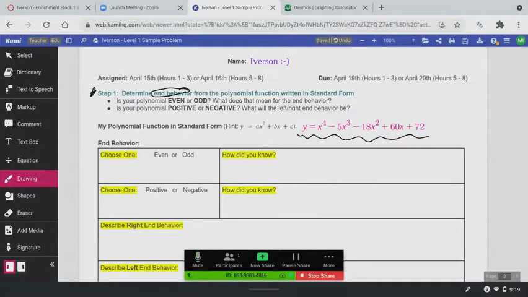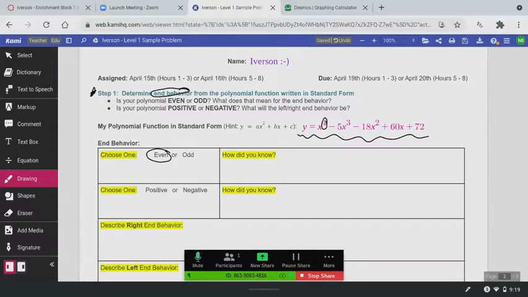The first thing I need to look at is my largest exponent. The reason I need to look at my largest exponent is because that tells me what the degree of my polynomial is. And if I know the degree of my polynomial, I can determine if it's even or odd. So looking at my circled exponent of 4, that's my largest exponent, so that would be my degree. 4 is an even number, so this would tell me that my polynomial is even.